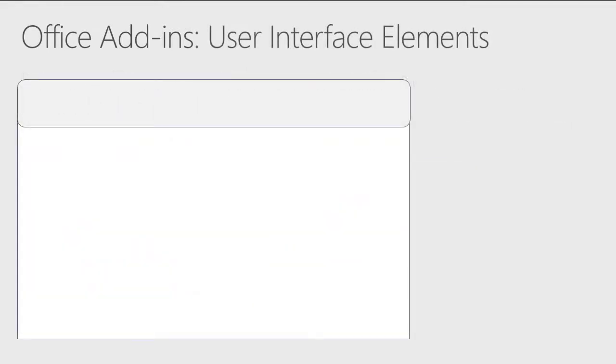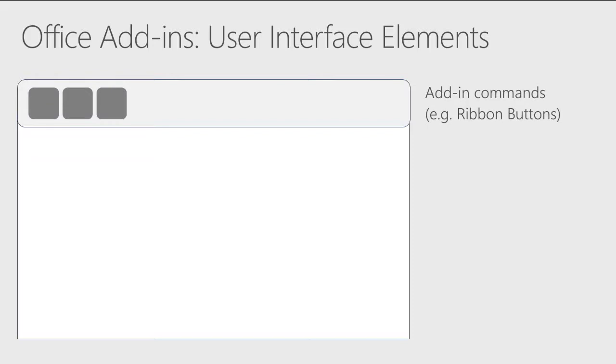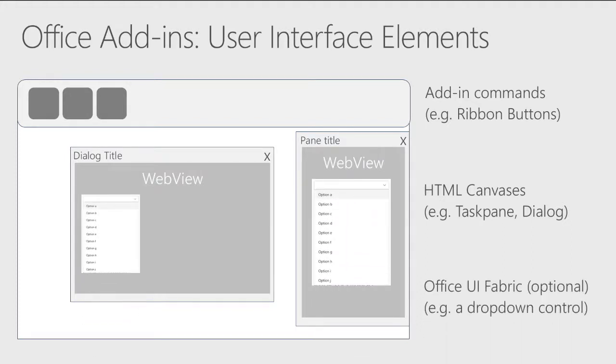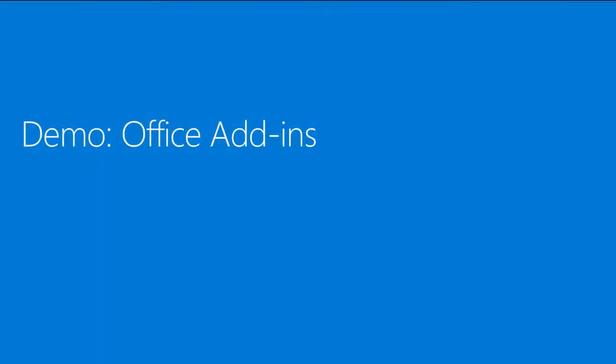In terms of user interface elements, add-ins support the following: add-in commands, where you can extend the native Office UI. For example, create your own ribbon buttons. HTML canvases, where you can create your own UI and we project that inside Office applications. And Office UI Fabric, which is a UI toolkit that we provide to you and has a bunch of resources such as icons and different controls. The best way to understand Office add-ins is to see a quick demo, so let's jump right to it.